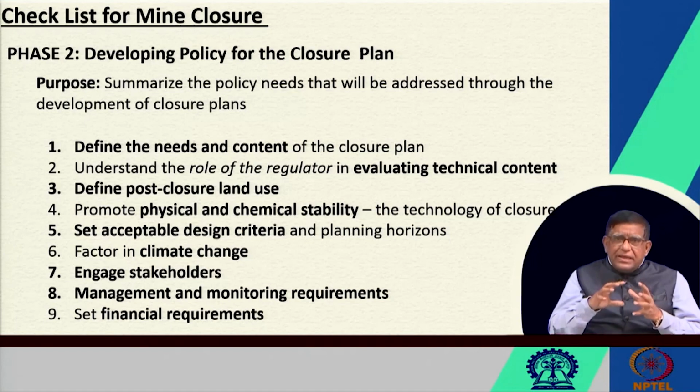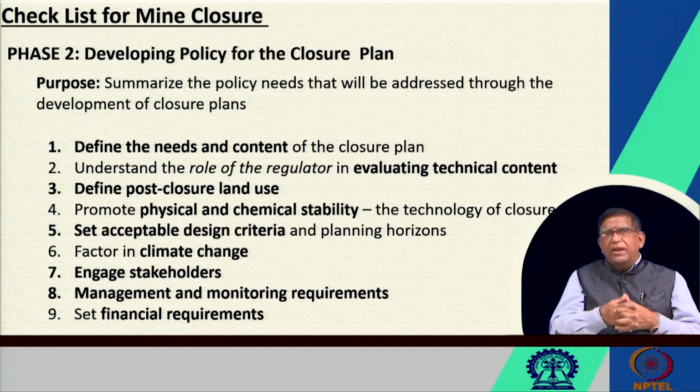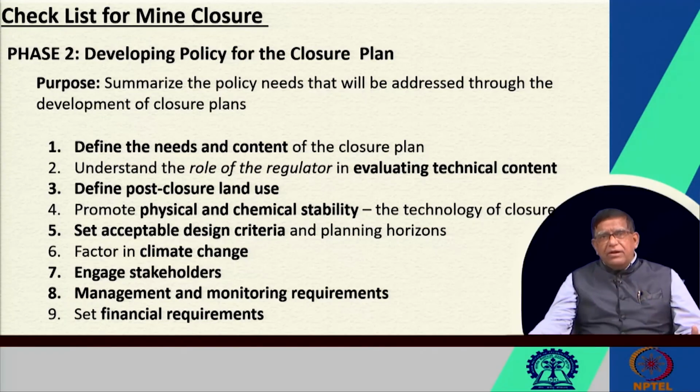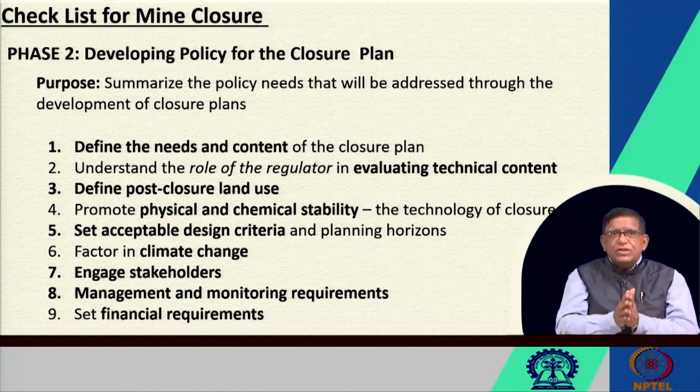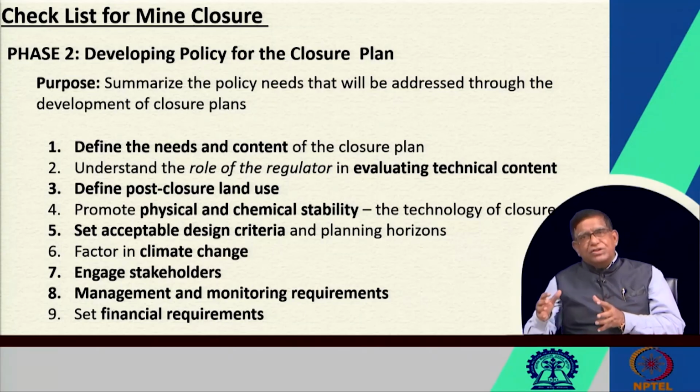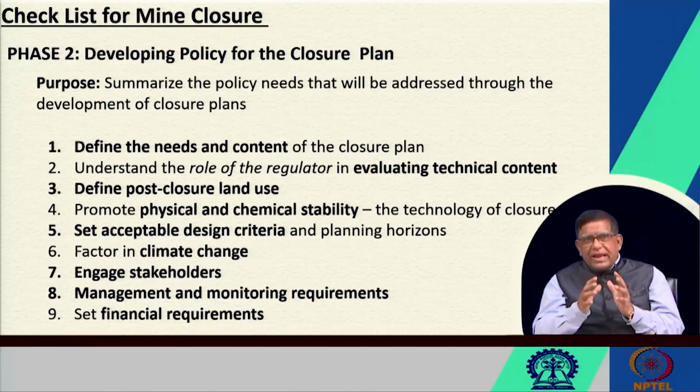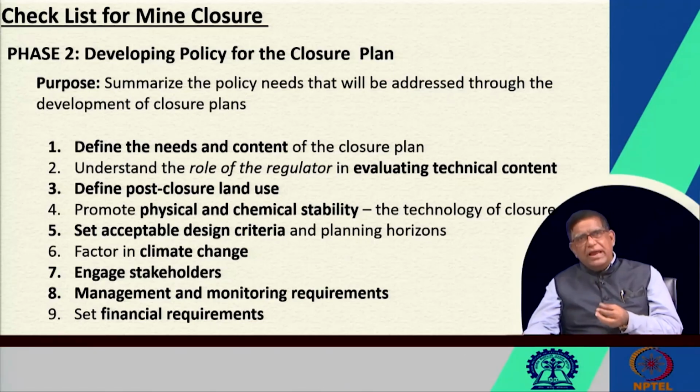And then you will ultimately be developing different types of land use, and there you will have to define what you will do, and in that the physical and chemical stability will have to be brought in. Again, the acceptable design criteria will have to be laid down, and then you can see how your closure activities will affect climate change, how the different stakeholders will be engaged, and how post-closure monitoring will be managed, because all these things will give input to your financial requirements. So that's why in the second phase you will be developing the policy and the closure plan.